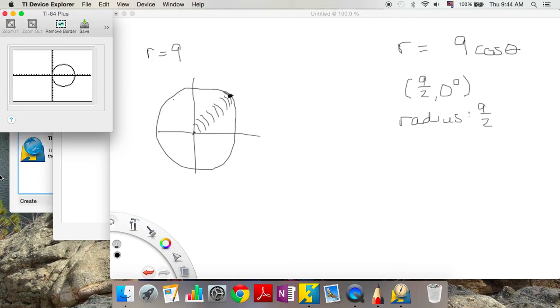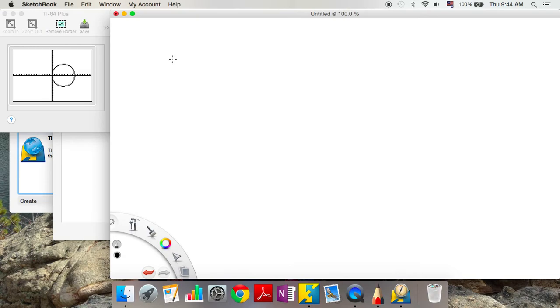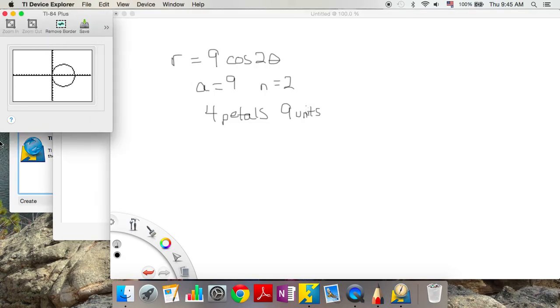Now, what about if we have a different one? What if we have r equals 9 times the cosine of 2 theta? If you look at your chart, you'll see that this is a rose, and you have a is 9 and n equals 2. Because our n is even, that means we're going to have 4 petals, 9 units long. Now, what does that mean? Well, it looks like a flower with 4 petals.